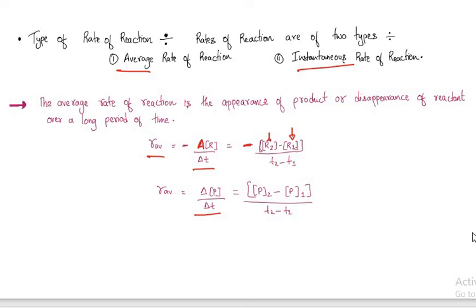As you all know, speed can never be negative. In our day-to-day life, we see no indication of negative speed. We have seen that the least speed is 0. It can never be negative, so the rate of reaction can also never be negative. So this is the average rate.